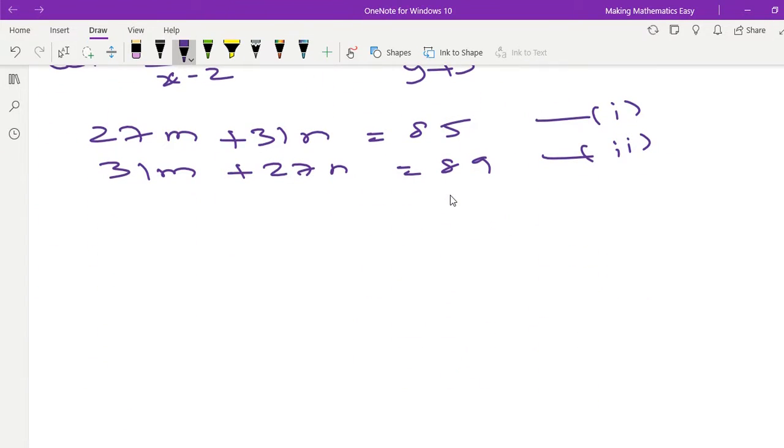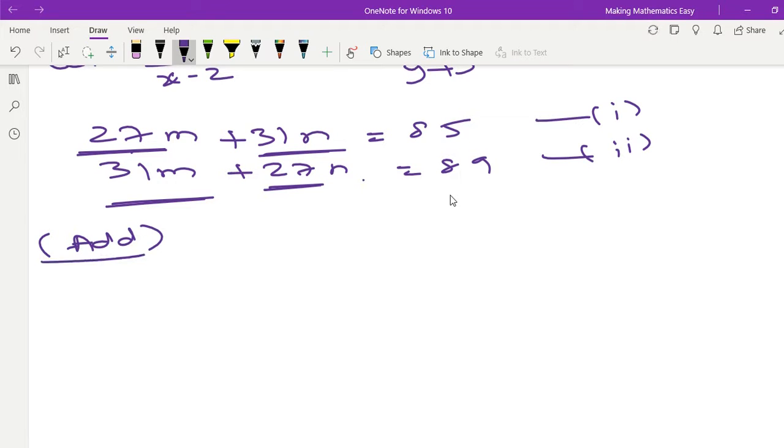Okay, so now what? Now if you remember this exercise 1.1, the last two sums, you just compare the coefficient of m and n. The equation 1 coefficient of m is equal to coefficient of n of equation 2, and similar way the other way, coefficient of m and n. So in this case what we did is we first added both the equations and arrived at a new equation, then we subtracted both the equations and found another new equation, which is equation number 4. So let's first find out equation number 3.